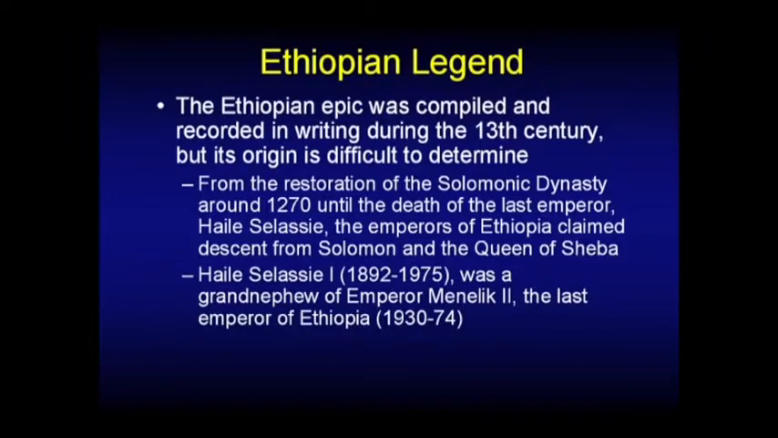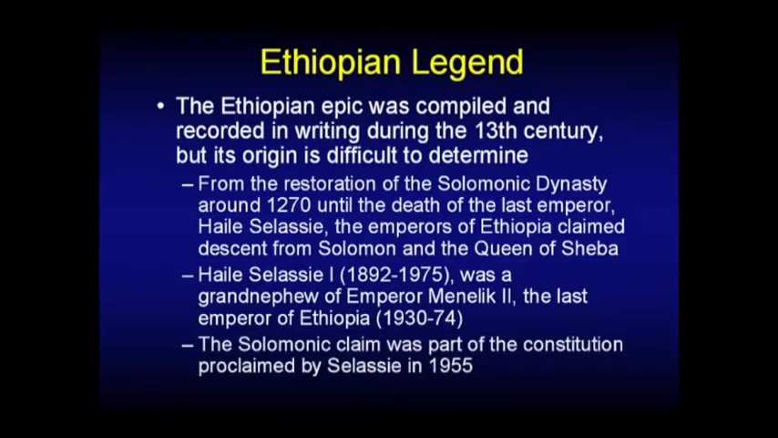Haile Selassie was born in 1892. He died in 1975. He was the grandnephew of Emperor Menelik II. He was the last emperor of Ethiopia. He reigned from 1930 through about 1974. And the Solomonic claim was made part of the Constitution in 1955, obviously by Haile Selassie, who was running things at the time. But recognize it was their interest to promote this tale.